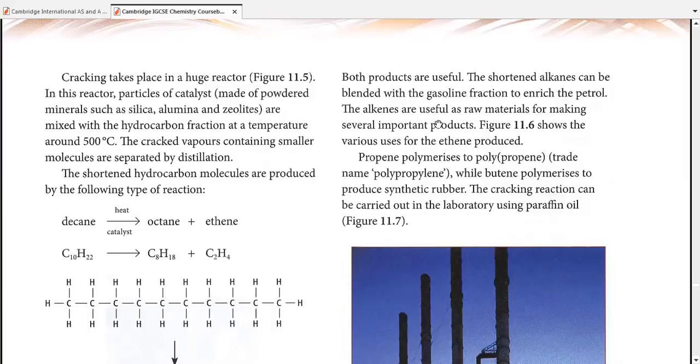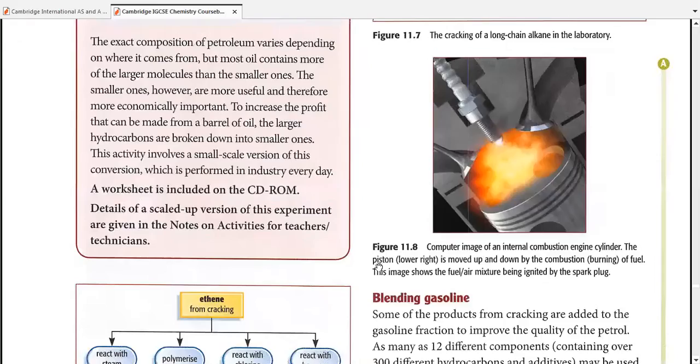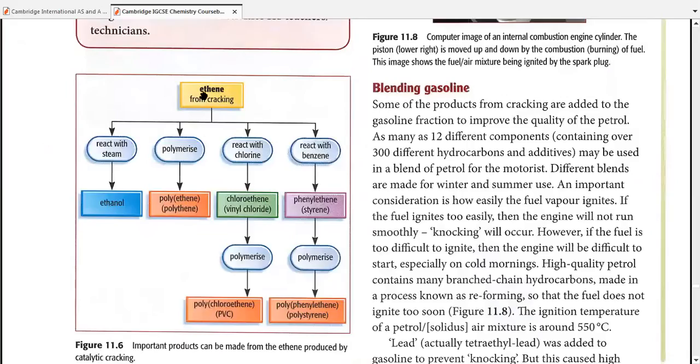The alkenes are useful as raw materials to make several very important products. Okay, figure 11.6 shows various uses of ethene. This is also on page number 280. Let's go to that figure. Take a look. Ethene is one of the most common products of cracking. No matter what kind of possible outcome there is, the chances of formation of ethene are much more than all other alkenes, right? So ethene is very important when it comes to producing other important products used in our life.